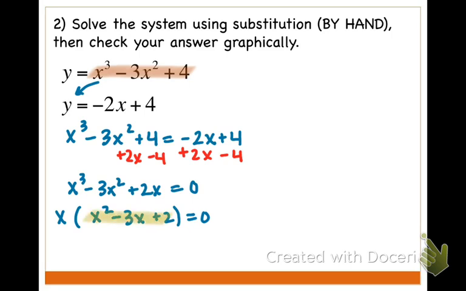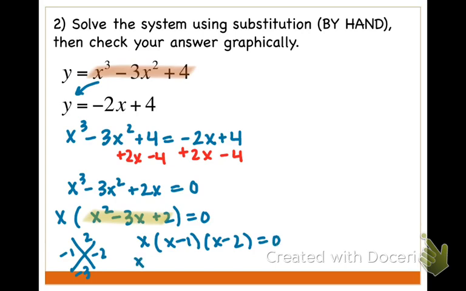So I want to look at that, and you can factor it a variety of ways. I use the AC method, and so I would look and say, okay, well, my AC is 2, negative 3 is b, that's what I want to add to, so I would choose negative 1 and negative 2. So I still have the x out in front, but that trinomial now becomes x minus 1, x minus 2 equals 0. So I get x equals 0, x equals 1, x equals 2. And those are my 3 x values.